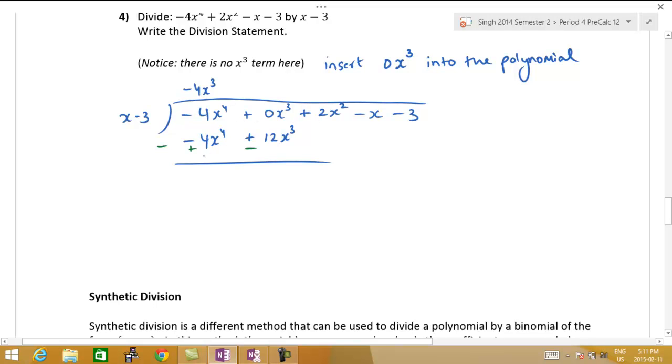So negative 4x to the 4, positive 4x to the 4 crosses off. 0x cubed minus 12x cubed is going to give me a negative 12x cubed. Bring down the next term, which is a positive 2x squared. X times negative 12x squared is going to give me negative 12x cubed. Negative 12x squared times negative 3 is going to give me a positive 36x squared.